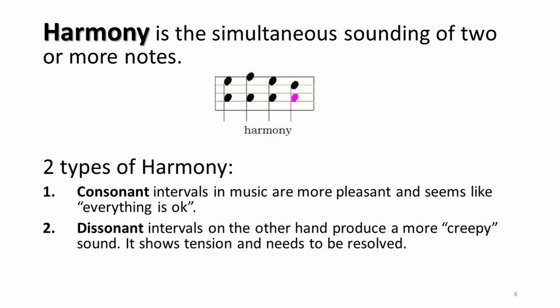Harmony has two types, the consonance and the dissonance. Consonant intervals in music are more pleasant and seem like everything is okay. Dissonant intervals, on the other hand, produce a more creepy sound. It shows tension and needs to be resolved.